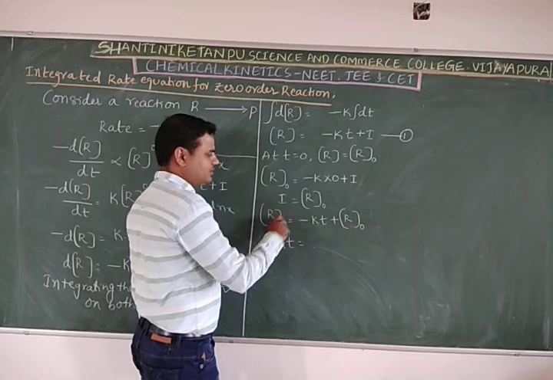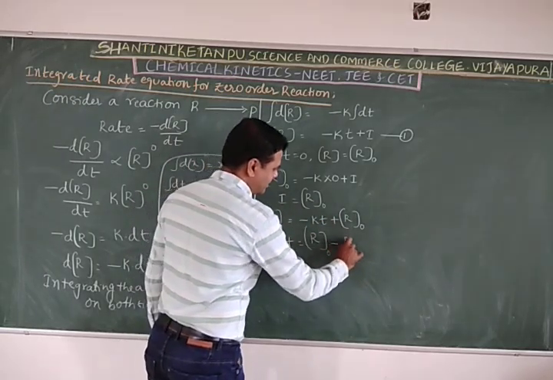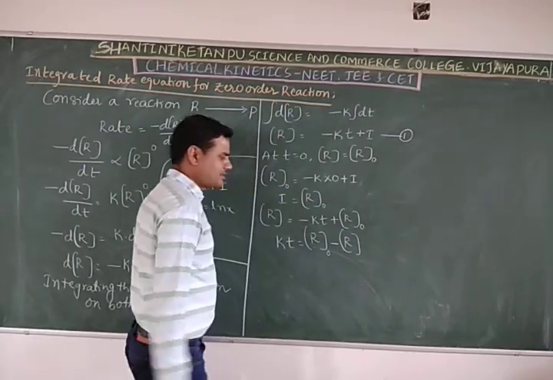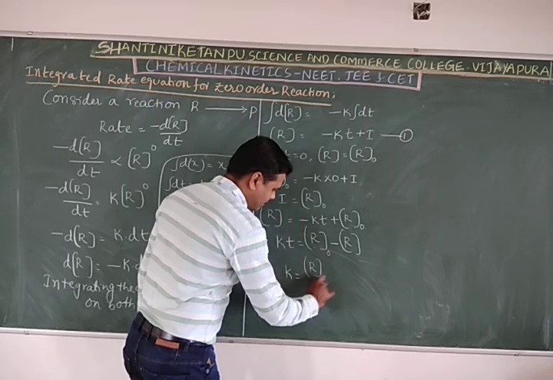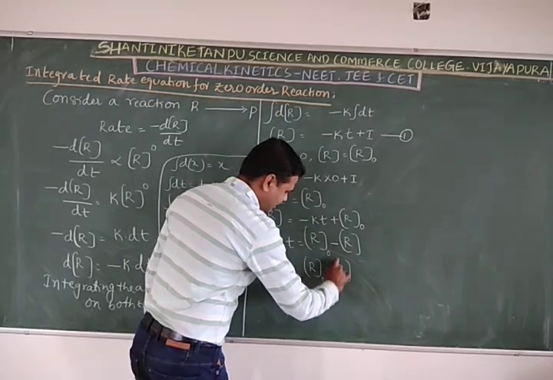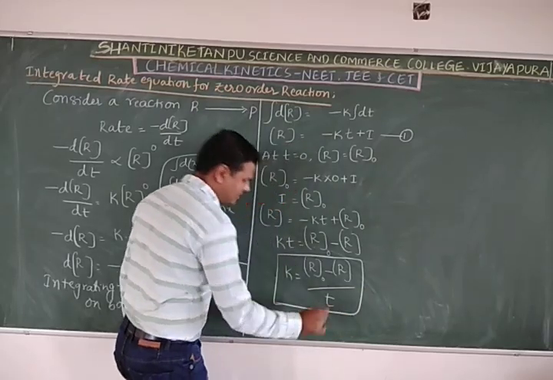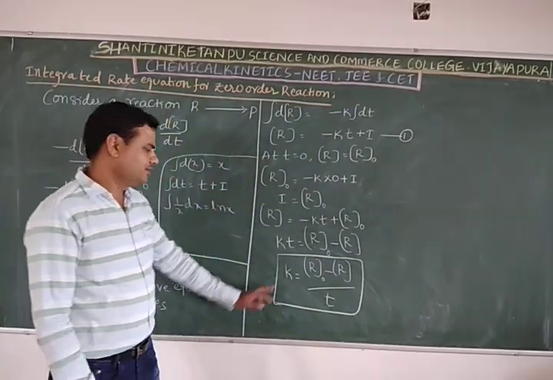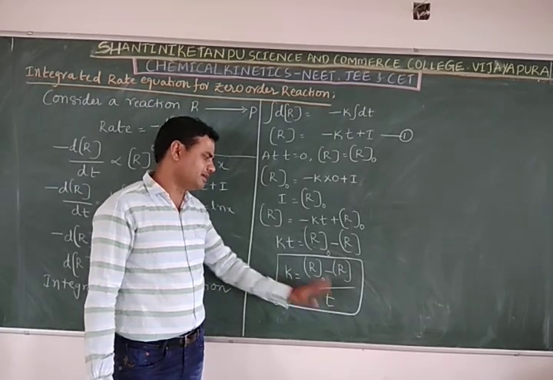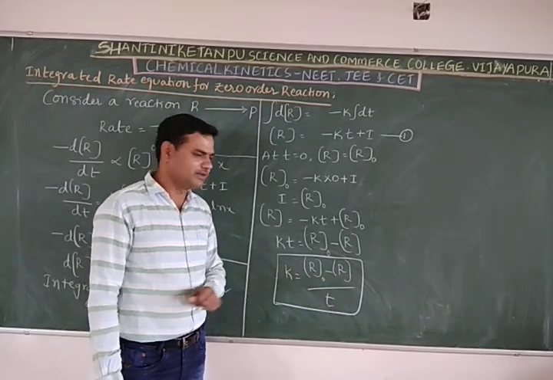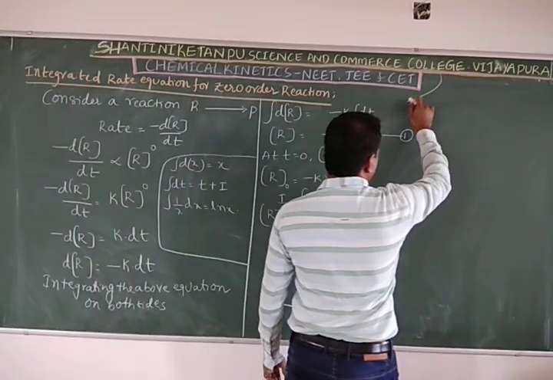So this R value goes to that side. Therefore it becomes R naught minus R, and k is equal to R naught minus R by t. So this is the integrated rate equation for the zero order reaction. What is the integrated rate equation for zero order reaction? R naught minus R by t. So this is the final equation, and based on this we are drawing one graph.